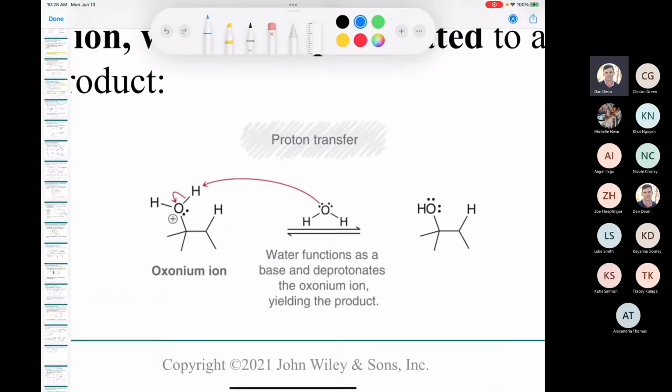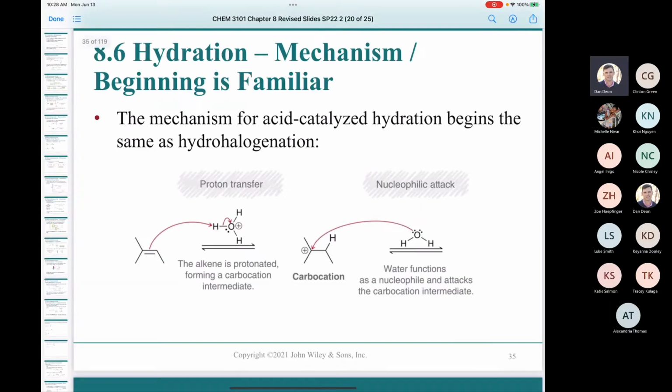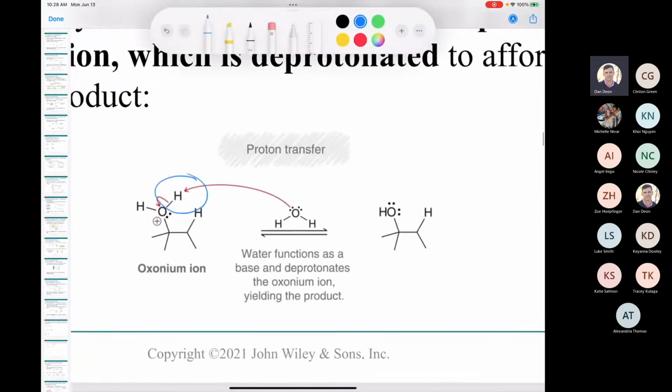That's not neutral. And thus, water must come in and function as a base to deprotonate the oxonium ion to produce the alcohol. But when the water grabs this proton, you also end up producing H3O plus. That's your acid regenerated. It's a catalyst, right? The strong acid is a catalyst, so you keep making H3O plus over and over and over in the reaction.